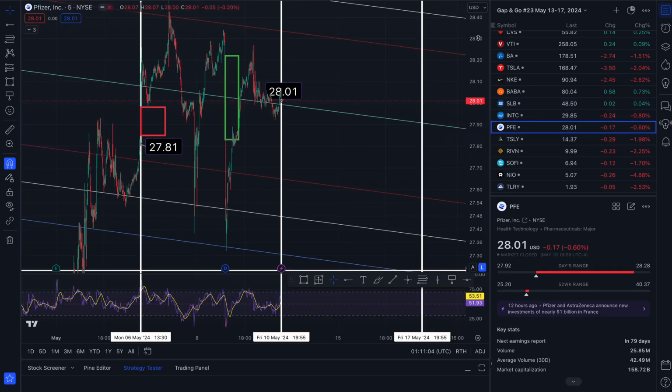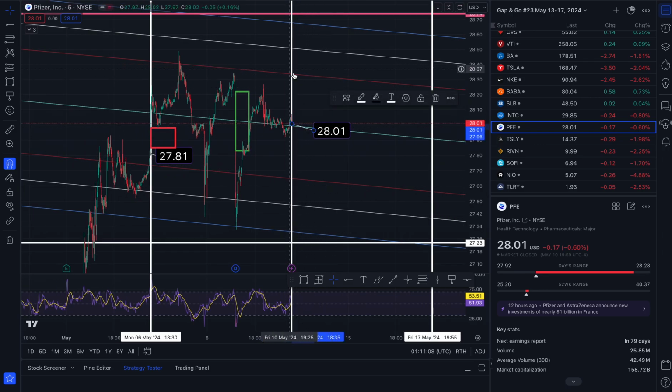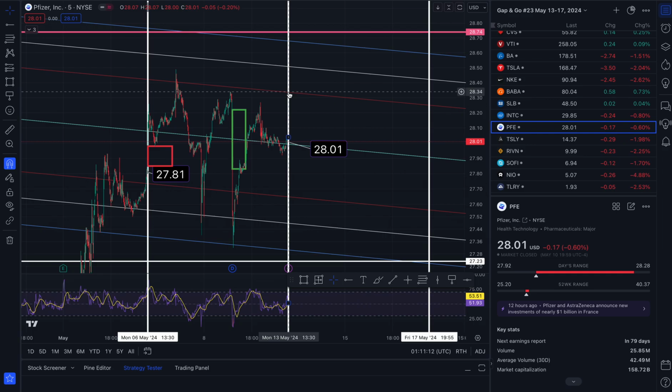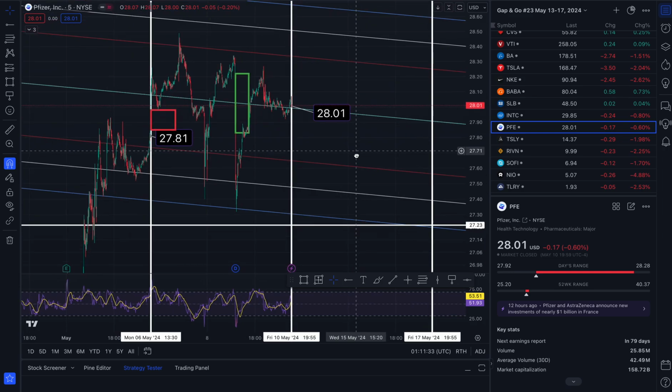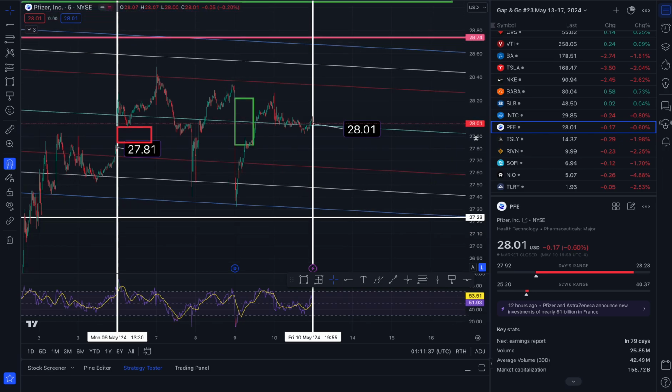Next one is Pfizer. Ended the week at the middle of the trend, 28.33, 28.51, and 28.68. 27.65, 27.48, 27.30. Now for your gap recap. Just had to drink some water.